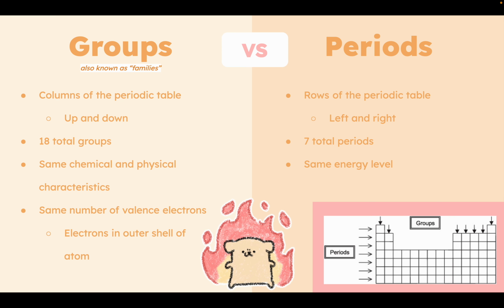There are groups and periods in the periodic table, and they often get confused. Groups are known as families, and they are the columns of the periodic table. There are 18 total groups, and each group has the same chemical and physical characteristics. They also have the same number of valence electrons, which are the electrons in the outer shell of an atom. On the other hand, periods are the rows of the periodic table, and they run from left to right. There are 7 total periods, and each period has the same energy level.